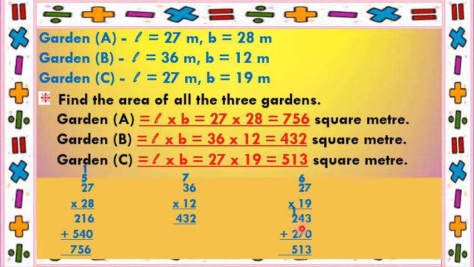Now we'll add these two numbers. 3 plus 0 is 3, 4 plus 7 is 11. Put 1 down, 1 carry, 2 plus 2 is 4 plus 1, 5. So area of garden C is 513 square meters.